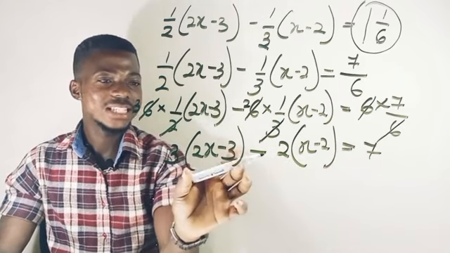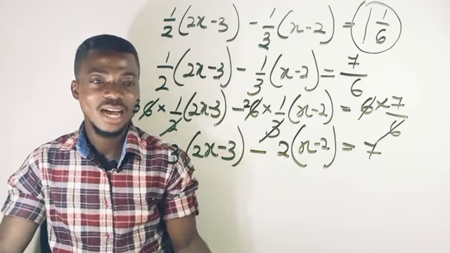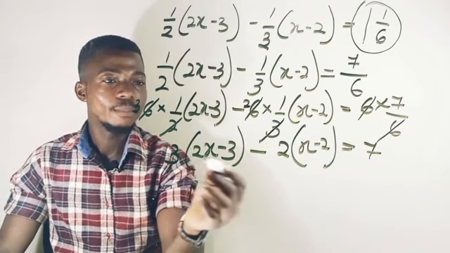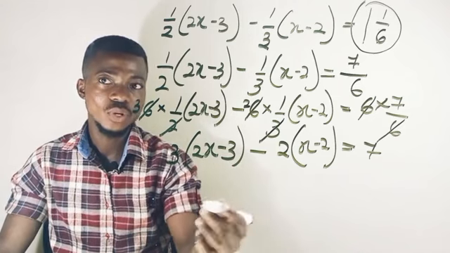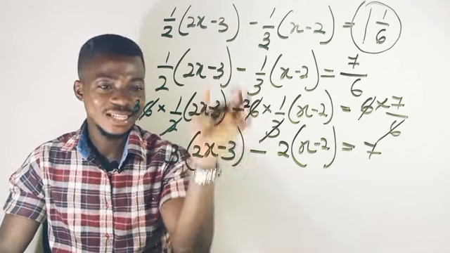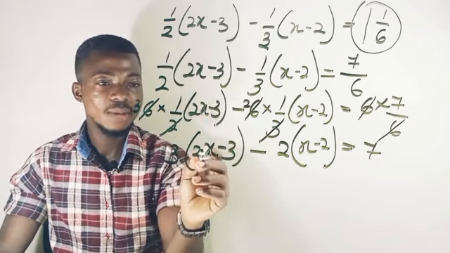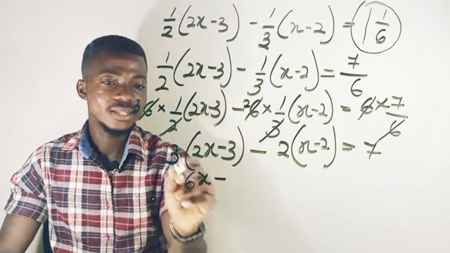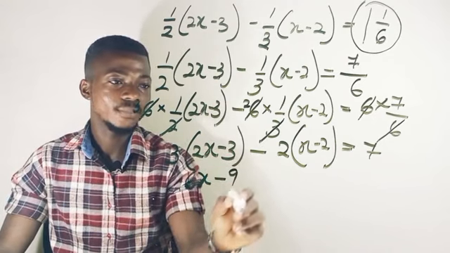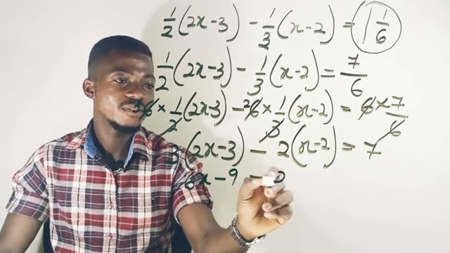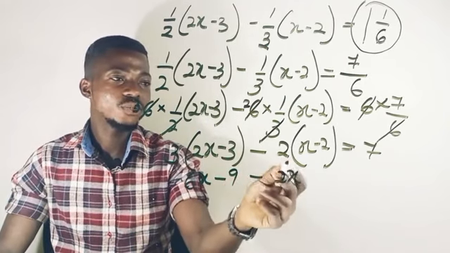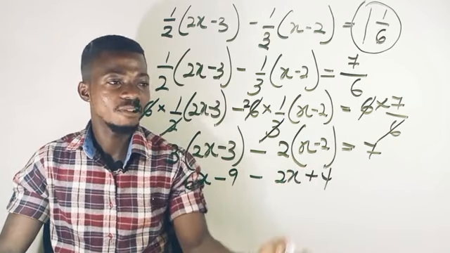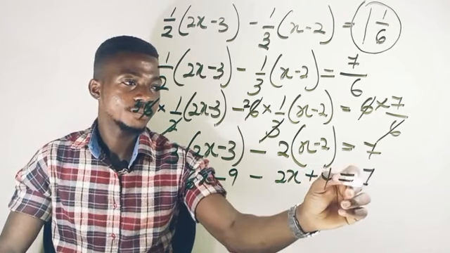Good. So now we want to expand this bracket. How do we do that? We're going to multiply the number here by everything in the bracket. By so doing, we're going to eliminate the bracket. So here we're going to multiply 3 times 2x, which is going to give us 6x. Then you bring your minus, 3 times 3 will give us 9. Minus 2 times x will give us 2x. Now, minus 2 times minus 2 will give us positive 4. Negative times negative will give you positive. You bring your equal sign.